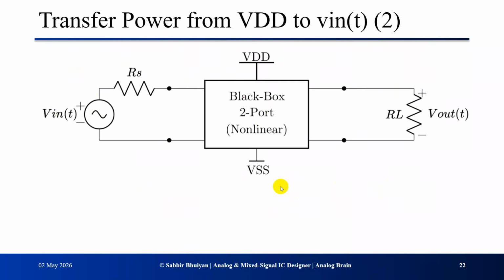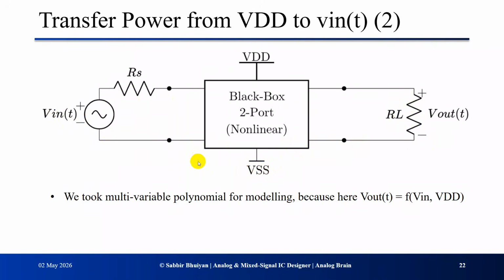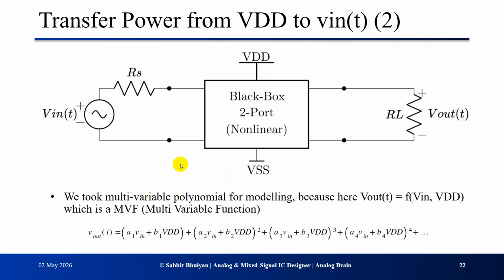Now this is a black box two-port nonlinear device. This is my VDD, this is my VSS, and this negative port is connected to VSS. Here we have V in of t, RS, and this is RL. So we took a multivariable polynomial for modeling because here V out of t is a function of V in and VDD, which is a multivariable function.